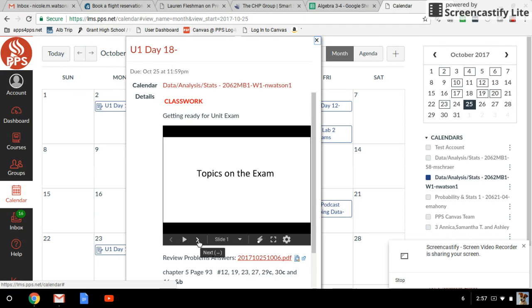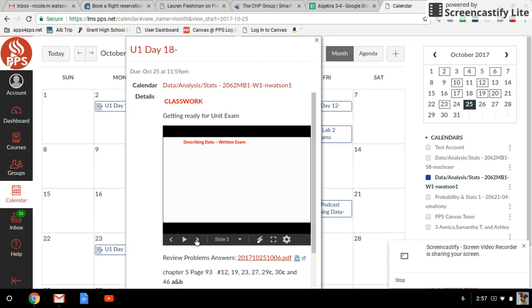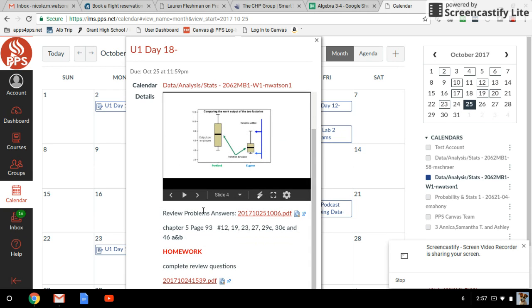the topics for our test, topics on the exam. In class today, remember we went over this. If you were not in class today, you should definitely come and see me tomorrow during Flex. I'm in C43. So remember, these are the things that will be on our exam. Make sure these things are in your notes, especially the stuff about the box plot. That's really important. But I wanted to show you the review problem answers.